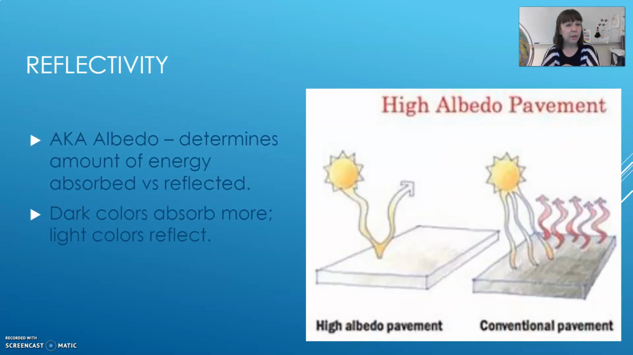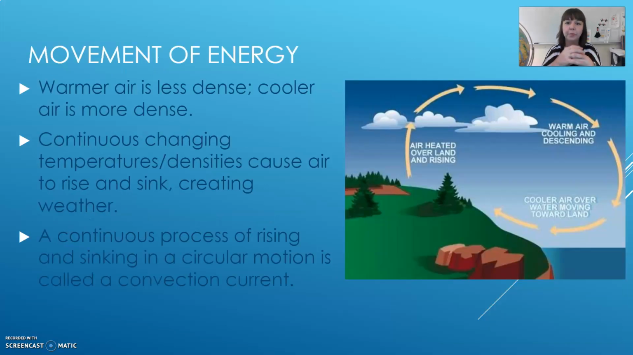Some areas reflect better than others. There's a term called albedo that is a determinant of how much reflectivity. Something that is very light colored that reflects a lot has high albedo. Something that's dark colored that absorbs a lot has low albedo. And so those dark colors absorb, light colors reflect. That's why on a very warm day, you will feel warmer if you're wearing something dark and not as warm if you're wearing something light colored.